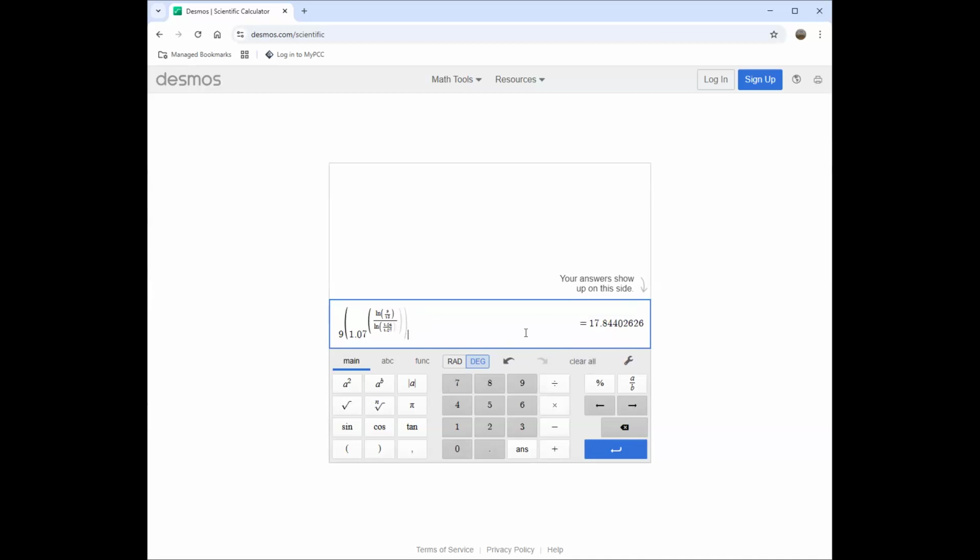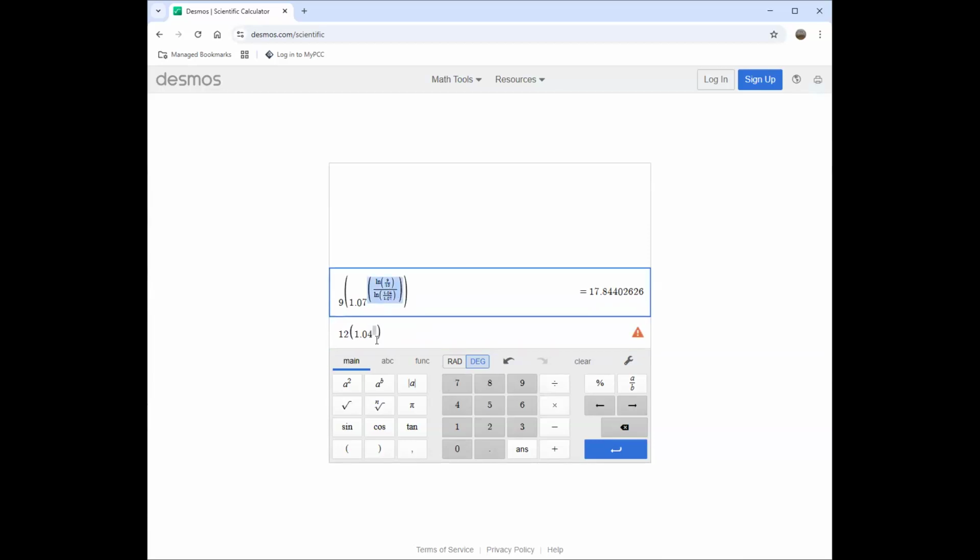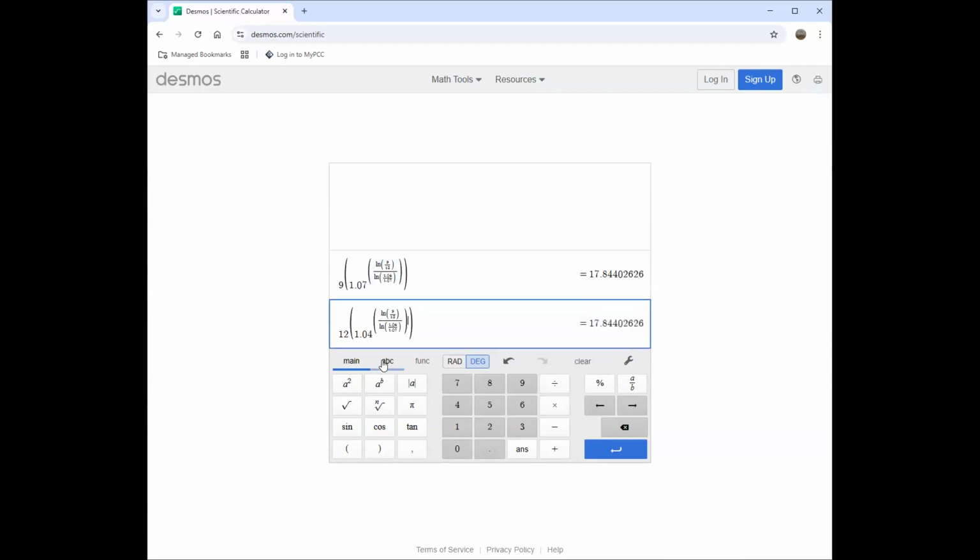Fantastic. Now I'll do the other side, and it should come up to exactly the same number, 12 times 1.04. I'm going to just cheat here and grab this. And there we go. It comes out exactly the same. So indeed, this is a solution.